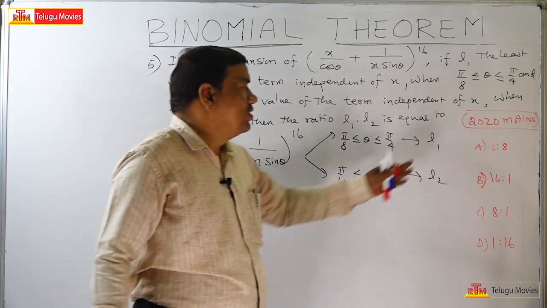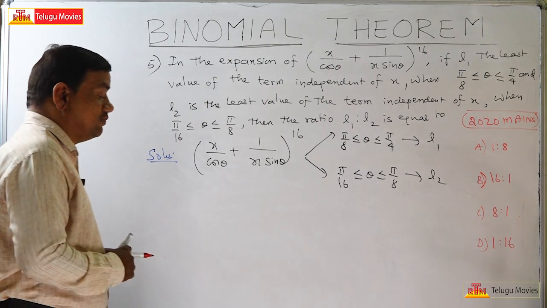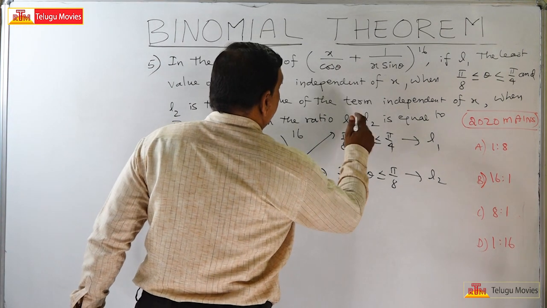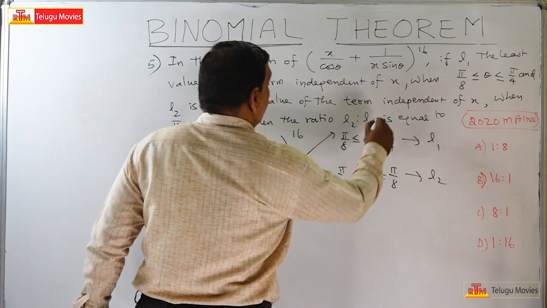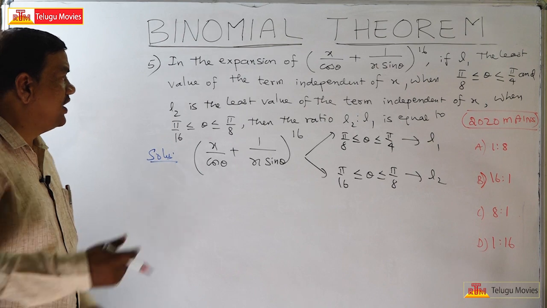We have to find out the ratio of L1 and L2. Okay, now let us see this problem. So the ratio of L2 is to L1, whatever it may be, we can find L2 is to L1. So let us see this solution.